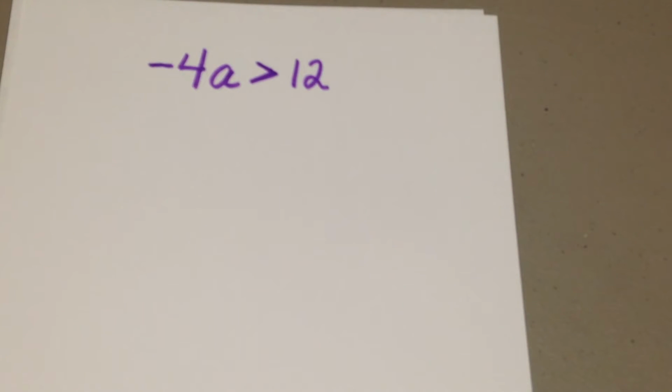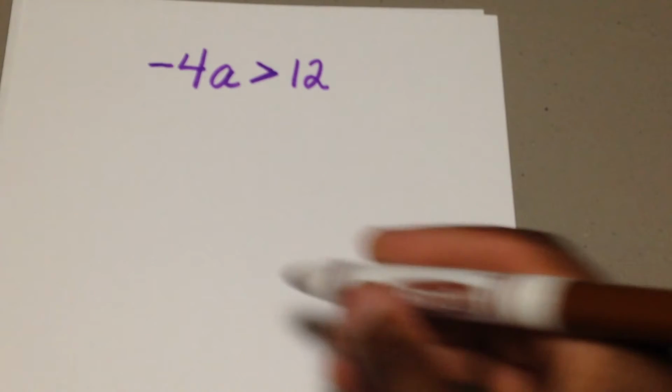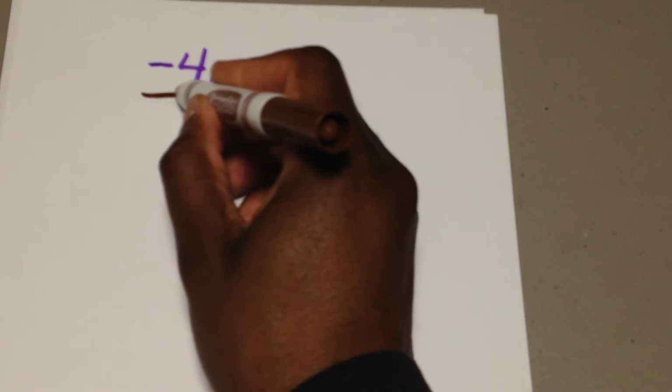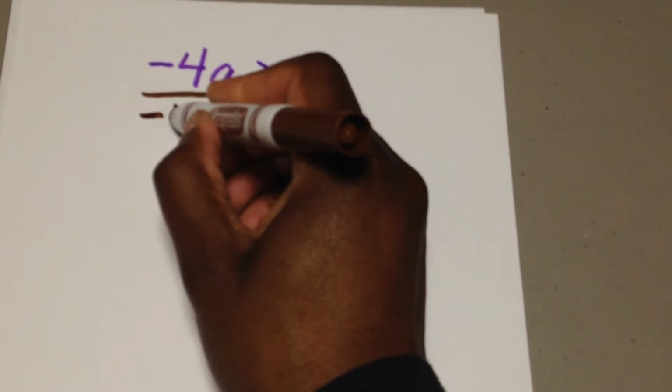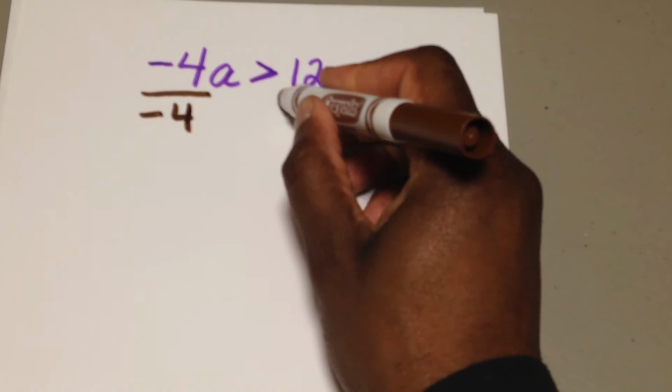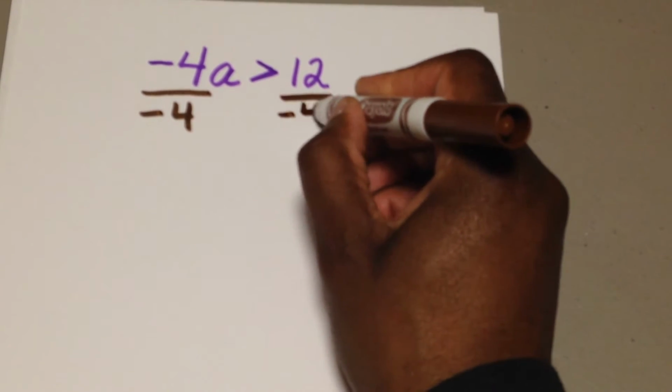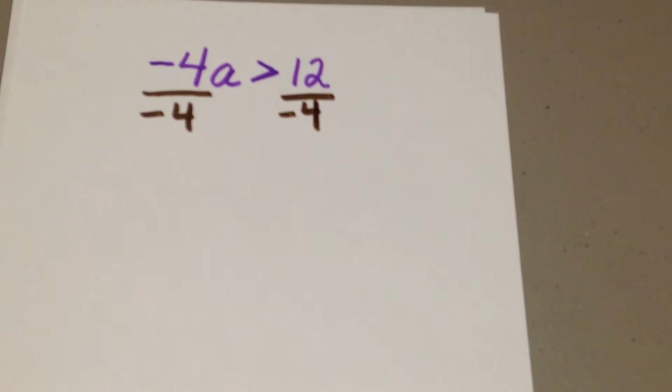Okay, here's an example. We have negative 4a, which is negative 4 multiplied by some variable a, and is greater than 12. In order for us to solve this inequality, we have to do the inverse operation, which is we divide both sides by negative 4. Now here it is. I'm dividing both sides by negative 4.